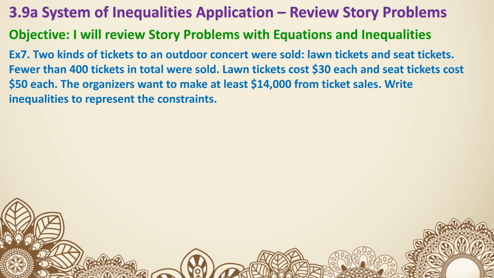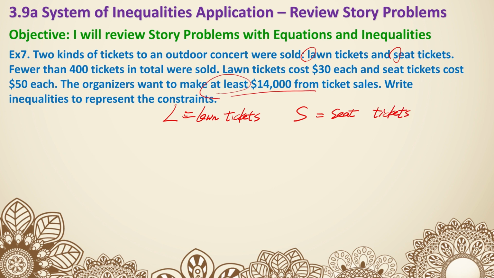Two kinds of tickets to an outdoor concert were sold, long tickets and seat tickets. Fewer than 400 tickets in total were sold. Long tickets cost $30 each and seat tickets cost $50 each. The organizers want to make at least $14,000 from ticket sales. Write inequalities to present the constraints. The long tickets and seat tickets, so let's use letter L to represent the long tickets, and letter S to represent the seat tickets.